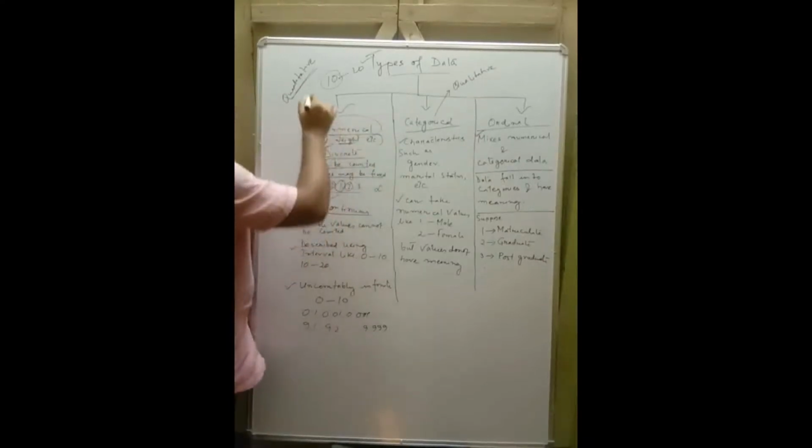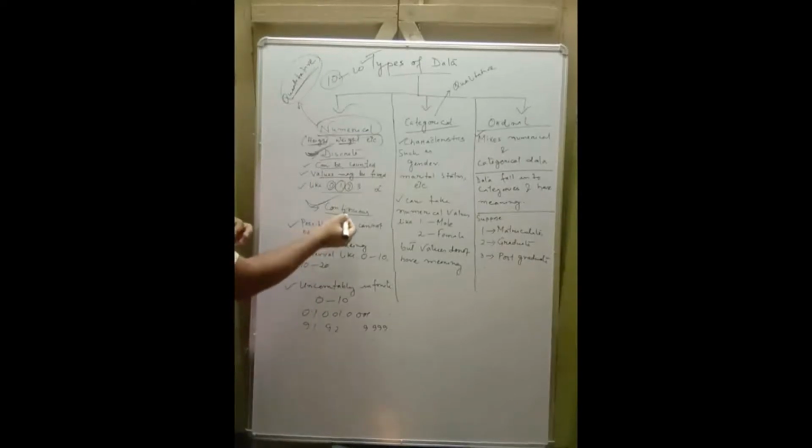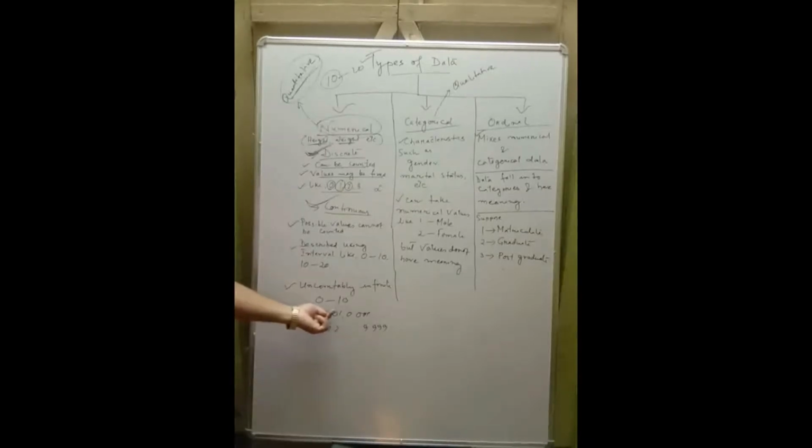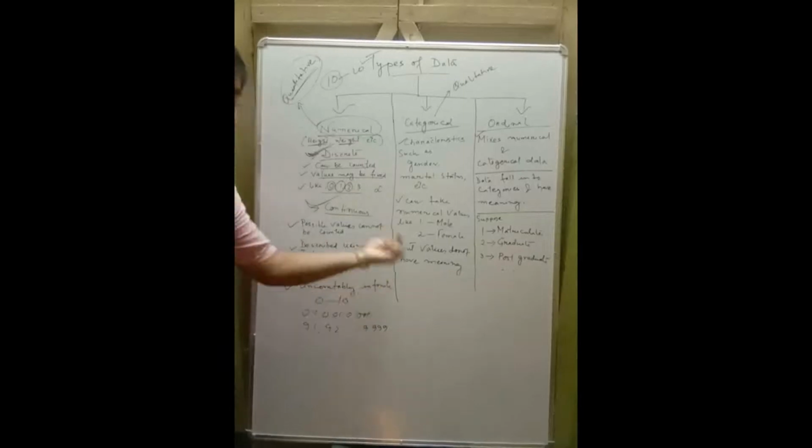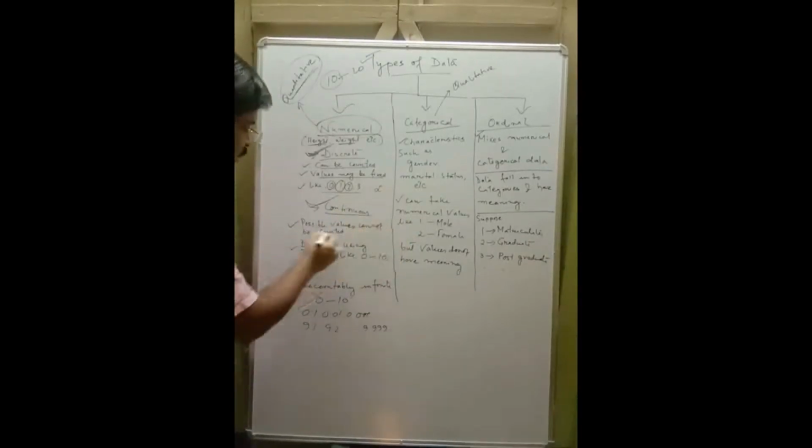Naturally it will be numerical, in quantitative form. So the first feature of continuous data is that the possible values cannot be counted. It is described using intervals like 0 to 10, 10 to 20, 20 to 30 in that way. So if you take 0 to 10, within this range you are having an infinite number of values like 0.1, then 0.01, then 0.001, 0.00001, and 9.1, 9.2, 9.999. In that way, in this range 0 to 10, you are having an infinitely large number of values. So that's why the possible values cannot be counted.